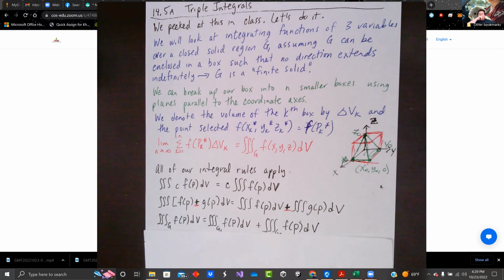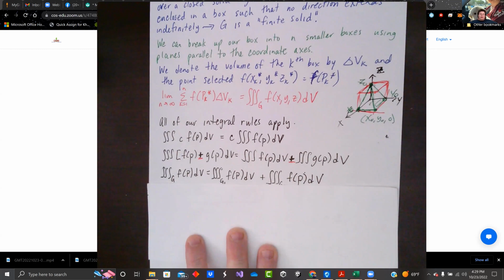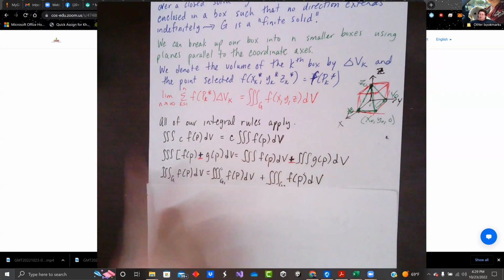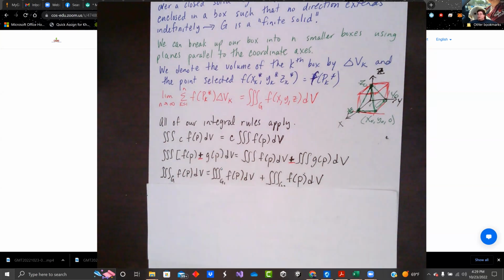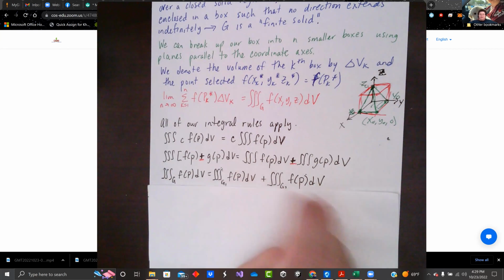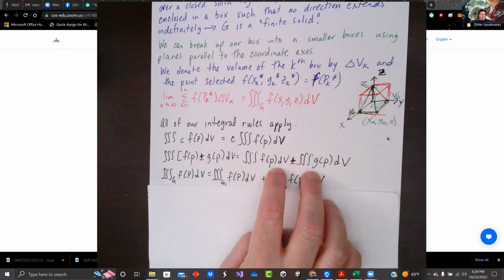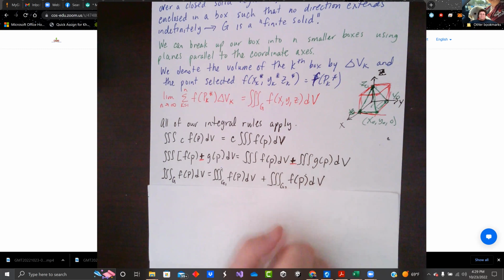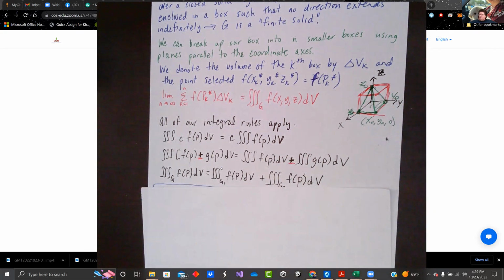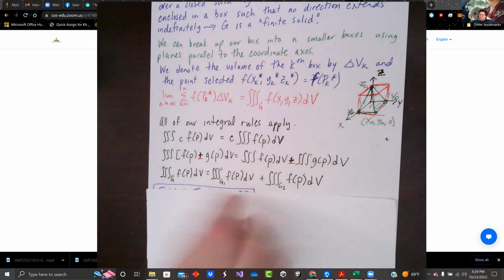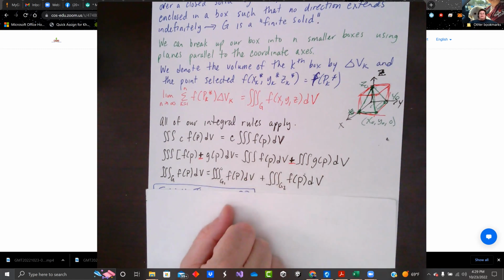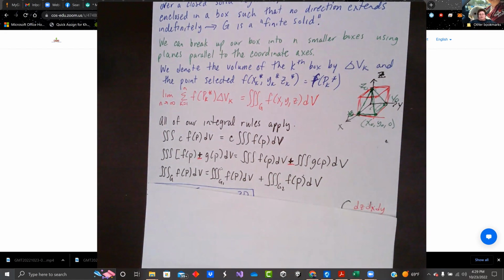All of our integral rules that we have for multiples apply to doubles, apply to triples. So if we had a constant times a function in the integral, we could take the constant out. If we had two functions being added or subtracted together, we could separate it into two integrals, either being added or subtracted. And we can break up the region G into two regions, G1 and G2, as long as they together make G.